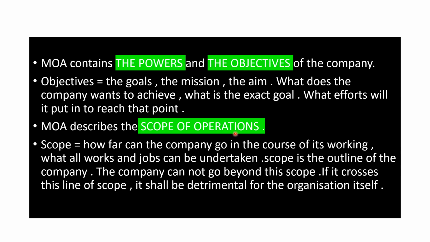It also lays down the scope of operations. What all work has to go by the company's name? How far can the company go in the course of its working? What all works and jobs can be undertaken? It is basically the outline of the company. The company cannot go beyond this scope. Whatever is laid down in the Memorandum of Association will be a Lakshman Rekha, a red line which the company cannot cross. It has to stay within the scope written in MOA. If it crosses this line, it shall be detrimental for the organization itself. So the company cannot go beyond MOA.